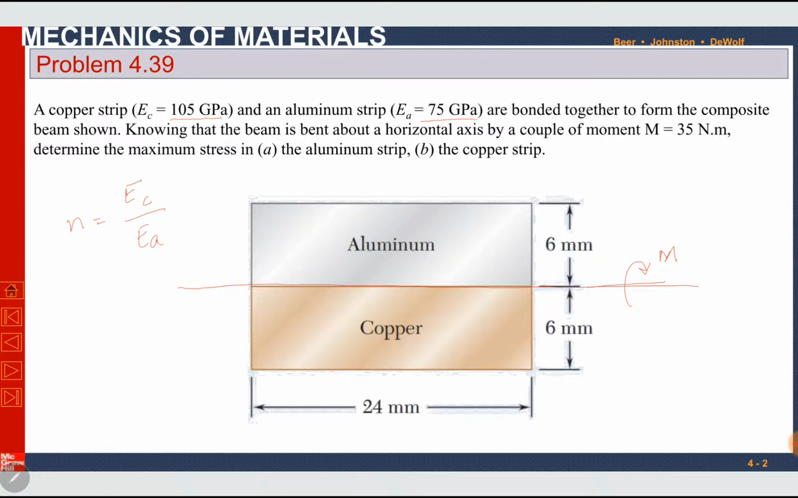If n is greater than 1, the area of the transformed section will increase. And if n is less than 1, the area of the transformed section will decrease. Because we have to multiply n with the width of the section, or width of the material which we want to replace with the other material. In this case, I have divided EC over EA, so modulus of elasticity for copper by modulus of elasticity for aluminum. So I want to replace copper with aluminum, and this whole beam will be totally made of aluminum.